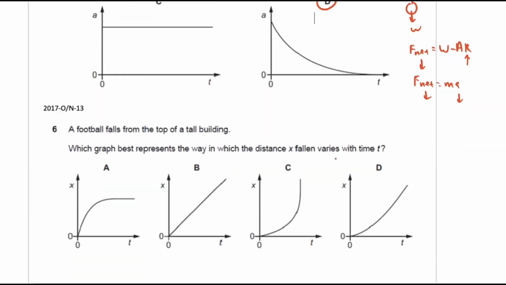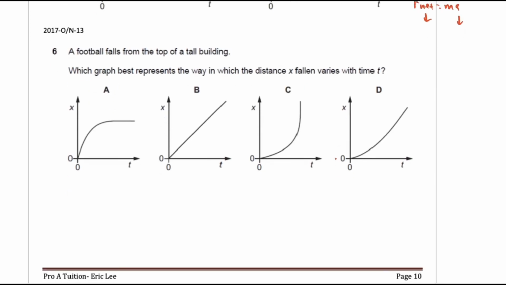Okay, now let's see one more. A football falls from the top of a tall building. Which graph best represents the way in which the distance x fallen varies with time t? Okay, so free fall. We have distance x with time t. Acceleration is happening, so we should expect a curve.